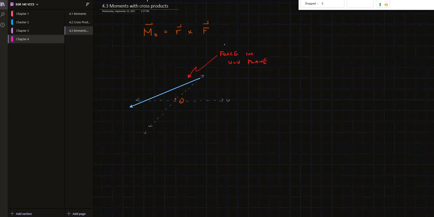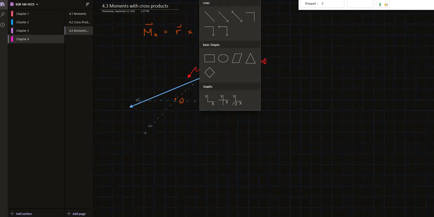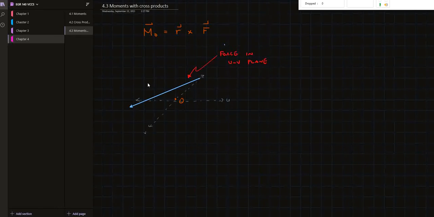Then I can find the point where this is perpendicular to O. The shortest distance from O to here is going to be that perpendicular line, and I can take the magnitude of that force, of course, and multiply it by that distance, and I have a moment about O, right?